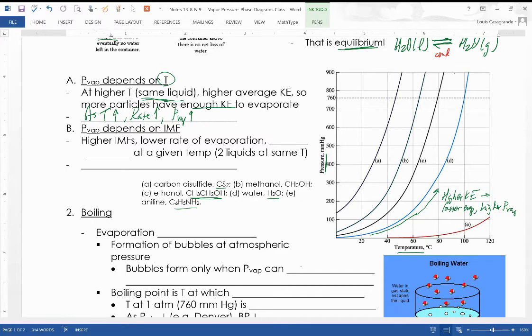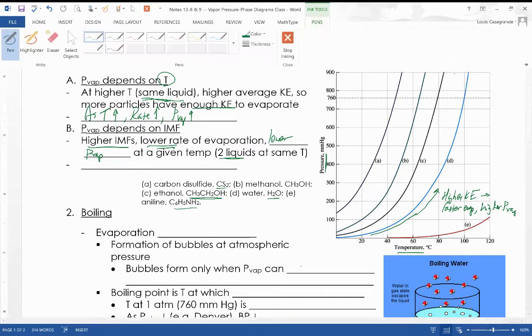And don't worry about the function. You'll just have these curves to work with. Now, the second dependence has to do with, as we said before, volatility depending on the intermolecular forces. If you have higher intermolecular forces, that's a lower volatility. That means a lower rate of evaporation, and that means a lower vapor pressure at a given temperature if we compare two or more liquids at the same temperature.